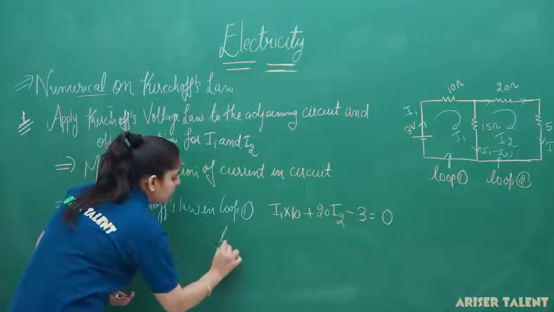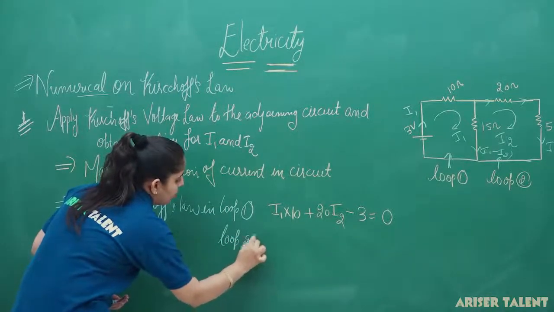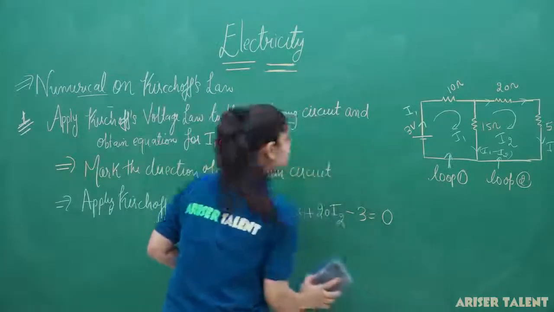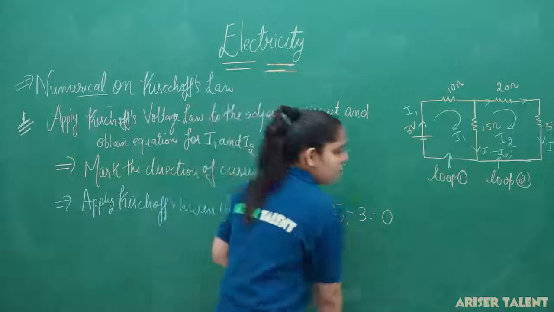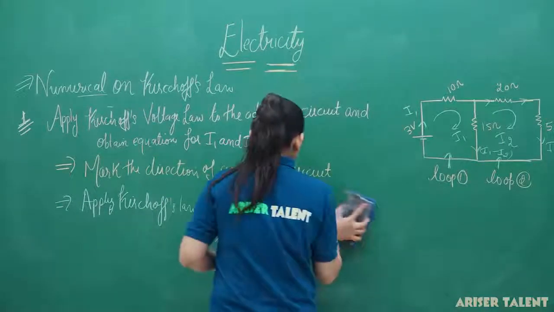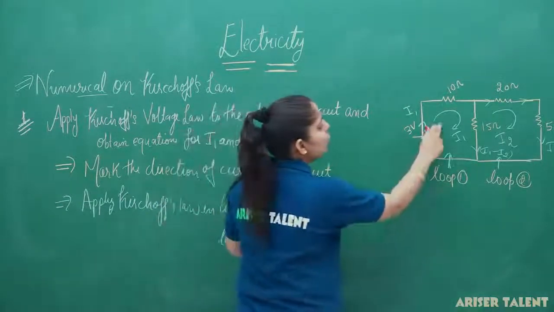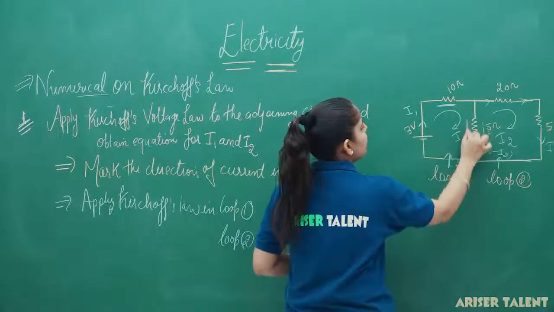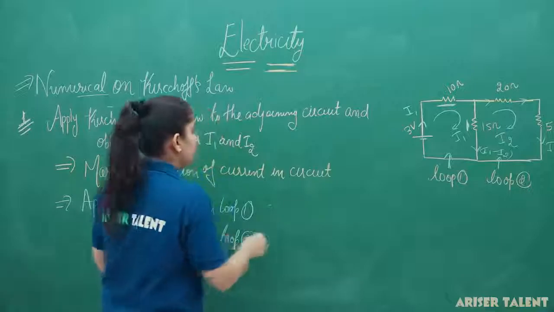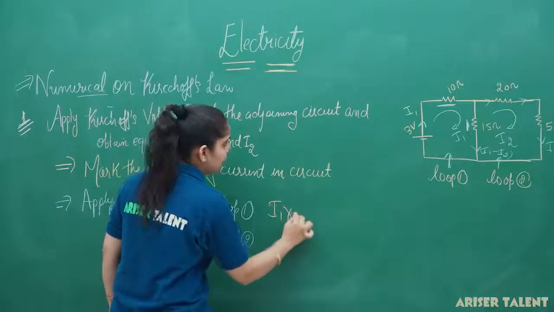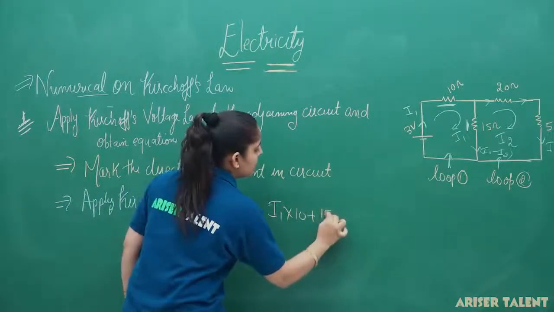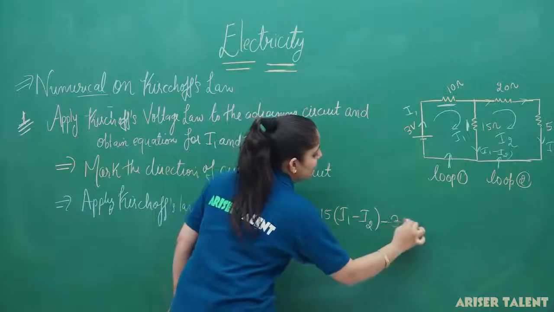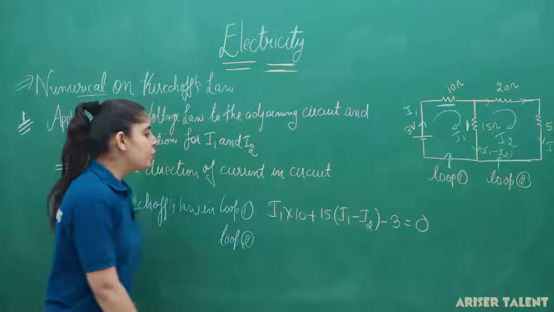Now, loop 2. This is our 15. This is our loop 1, and how many resistances are coming in loop 1? 10 ohm and 15 ohm. So, what we will do here? We will multiply I1 by 10 plus 15 into (I1 minus I2) minus 3 equal to 0. So, this is our equation for loop 1.